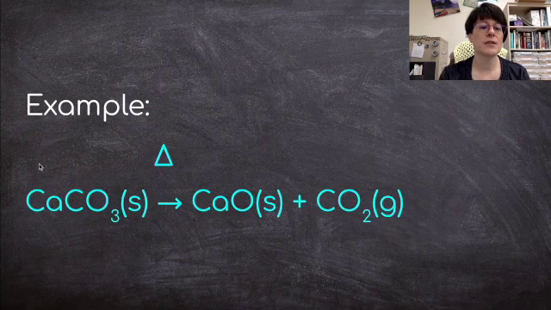An example is we take calcium carbonate, solid, and we add some heat and it will decompose into calcium oxide, solid, plus gaseous carbon dioxide. Now, the delta should be right more directly over the arrow. There's just some limitations to what I can do on these programs.